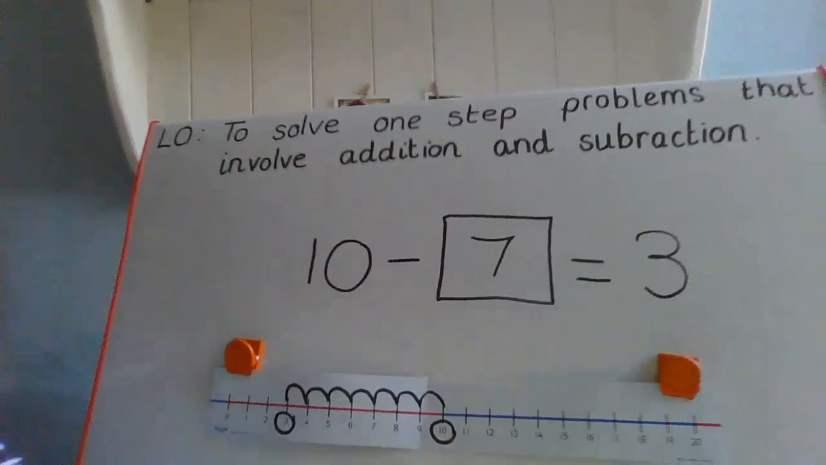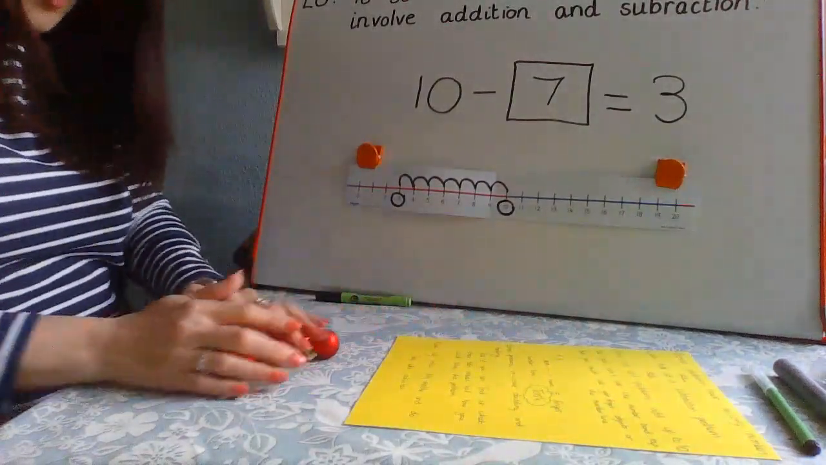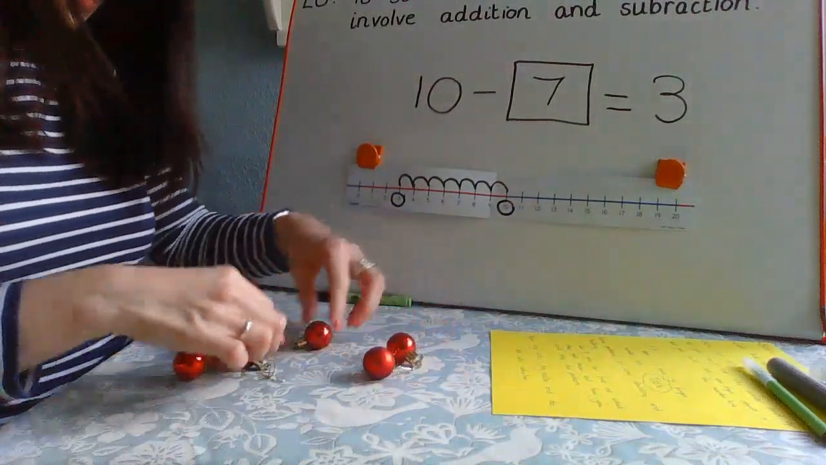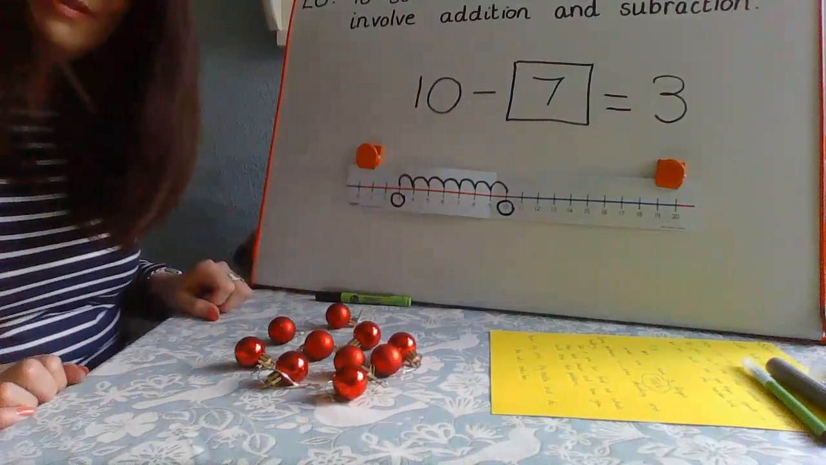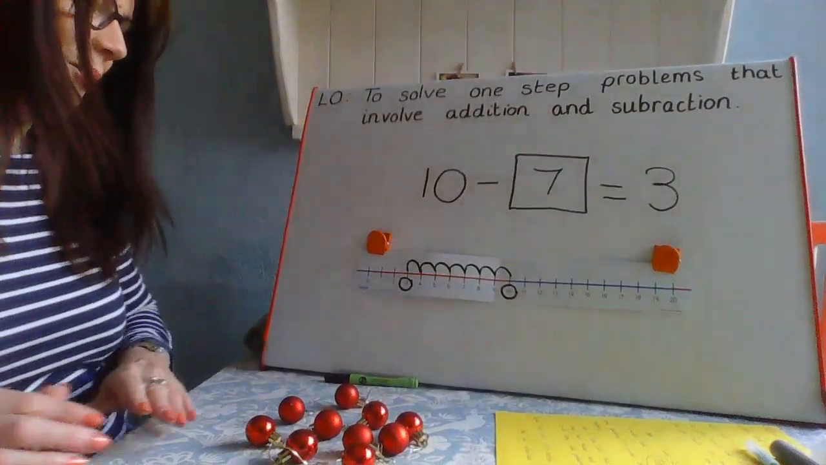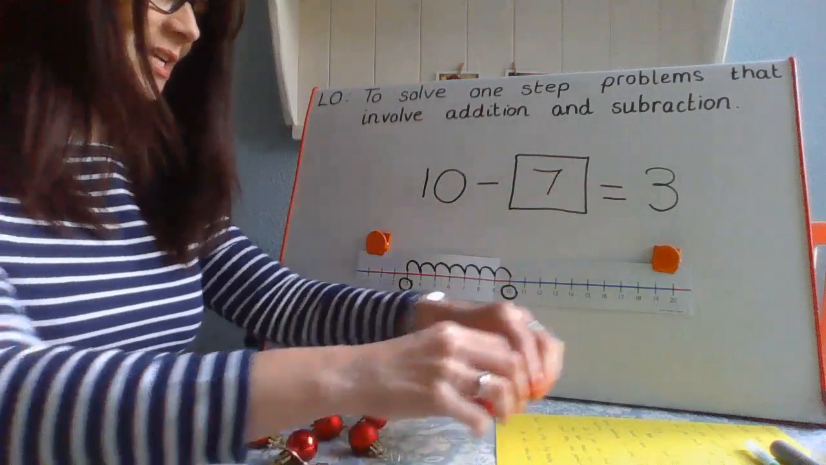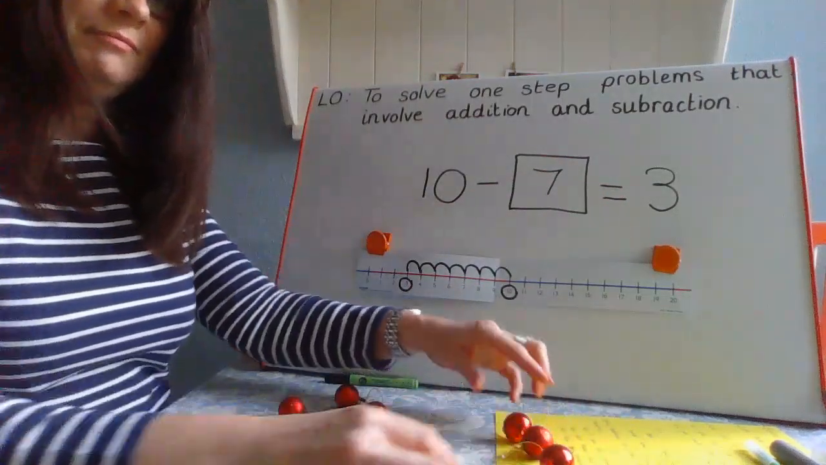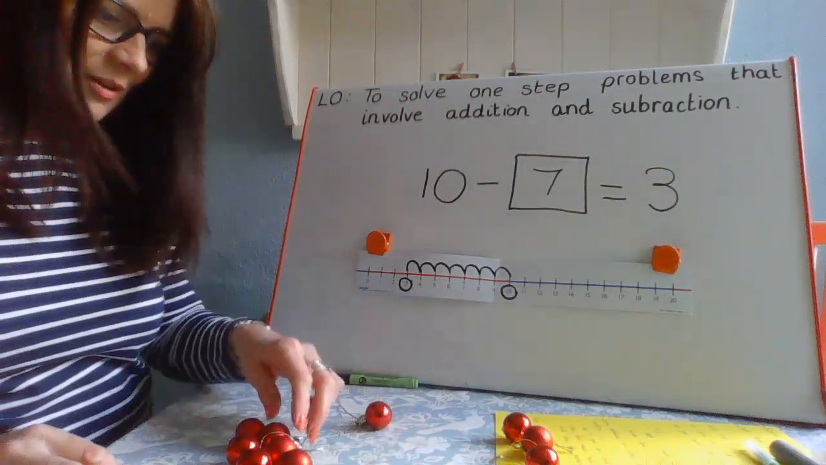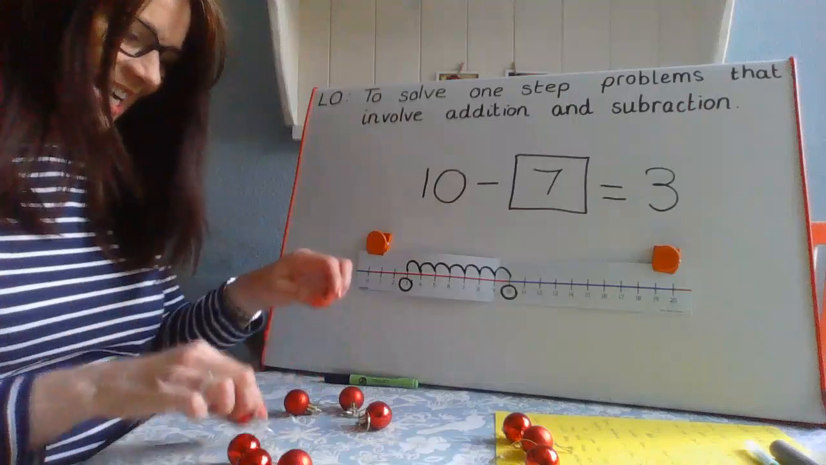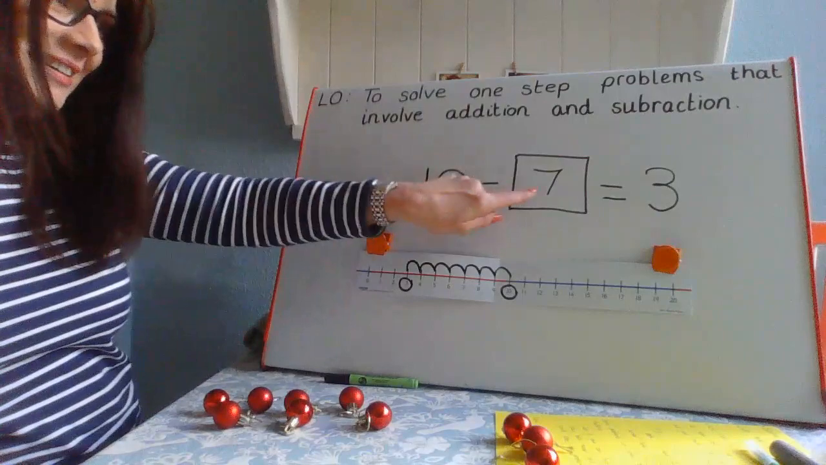Shall I check it with my balls? So I start with 10. 1, 2, 3, 4, 5, 6, 7, 8, 9, 10. Now, my answer is 3, so I'm going to put 3 over there. That's my answer. 1, 2, 3. So, what have I got left? Shall I count them? 1, 2, 3, 4, 5, 6, 7. 7.